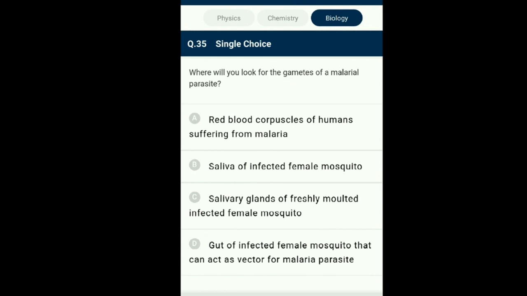During a blood meal by the mosquito, blood stage parasites, that is gametocytes, which occur in male and female forms, are ingested and pass into the gut of the vector mosquito. These gametes mate in the gut of the mosquito and begin a cycle of growth and multiplication in the mosquito. Thus, gametes of the parasite will be found in the gut of the mosquito. So the answer is option D. Gut of the infected female mosquito, which can act as a vector for the malarial parasite.